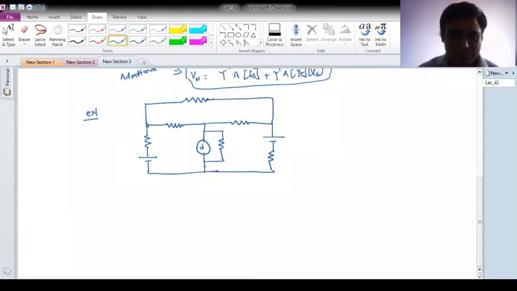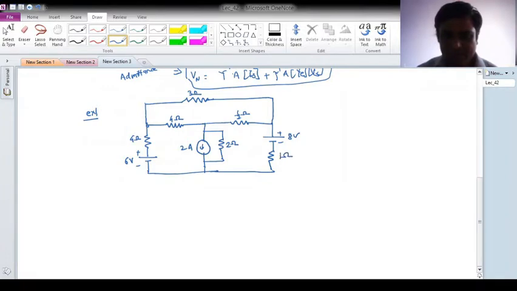And suppose let me put some numbers on every element. This is 6 volt, this is 4 ohm, this is 4 ohm, this current source is of 2 amperes, let's say. This is 2 ohm. Okay, this is say 1 by 2 ohm, this is 3 ohm, and suppose this is an 8 volt battery, and say this is 1 ohm. Now let me solve this using graph theory, and let me compute what my node voltages will be, that is V_A, V_B and V_C.